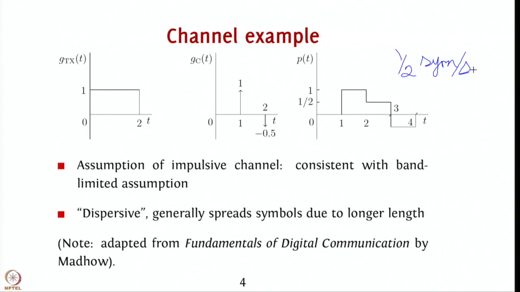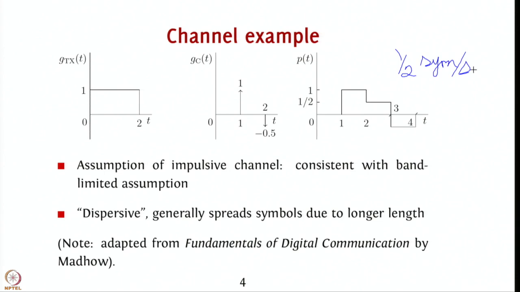The channel we are assuming is an impulsive channel. That is, it has an impulse at 1 of weight 1 and an impulse at 2 of weight negative half. So, now you may say, why is this an impulsive channel? You know, is that realistic?